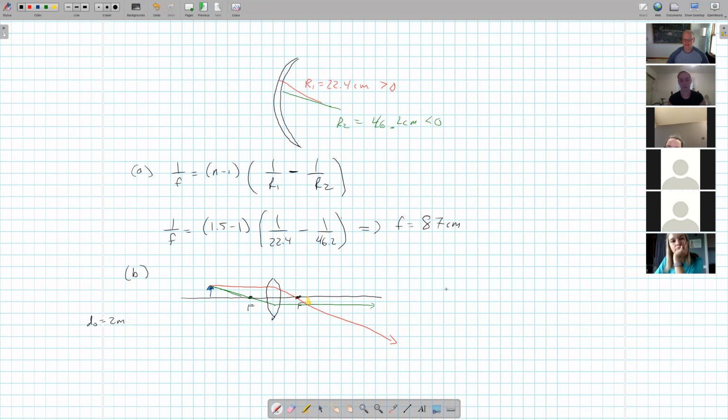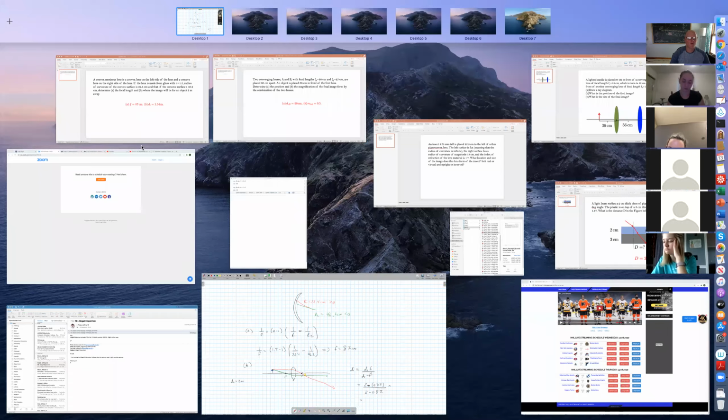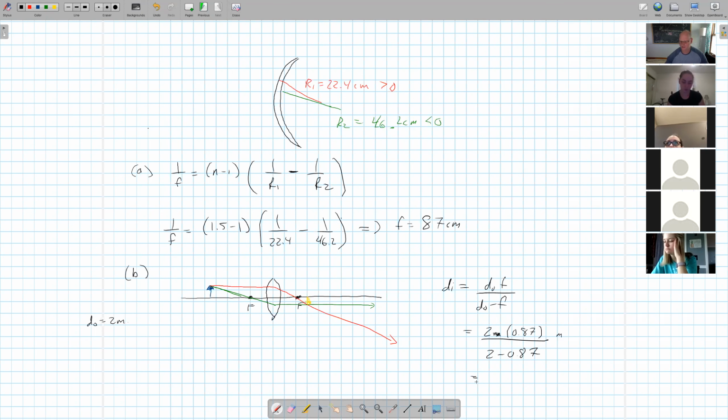So let's find out. Since this is converging, what we know is that the image distance is equal to the object distance times the focal length divided by the object distance minus the focal length. So it's simply equal to 2 meters times 0.87 meters divided by 2 minus 0.87. Plug in our numbers, and we find that this should be at 1.54 meters, which indeed is bigger than 0.87. So this is our image distance.